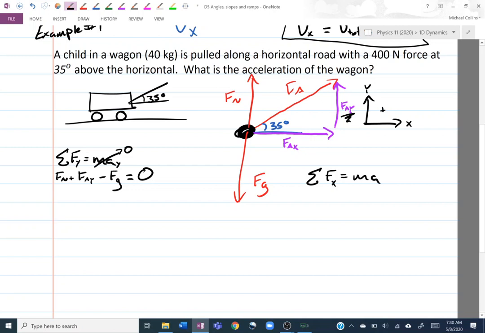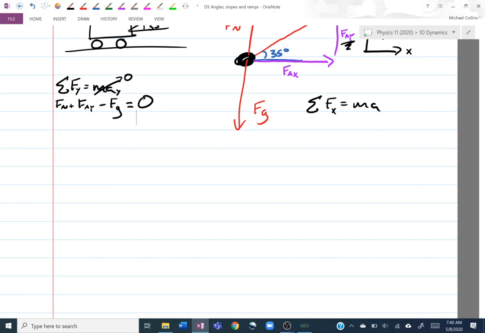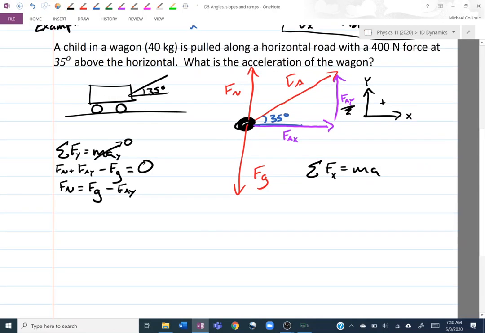What I would like you to notice now is that Fn is not going to be equal to Fg. If you've memorized that, despite my many warnings not to memorize that, this is definitely where you're going to run into trouble. If I rearrange this equation, I end up with Fn equal to Fg minus Fay. Notice how now the normal force is going to be less than the force due to gravity by the little bit that you're pulling it up. The normal force no longer has to entirely support this wagon because you're physically pulling it up in the air a little bit.